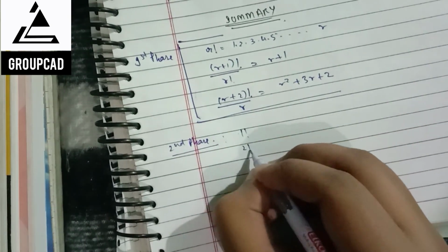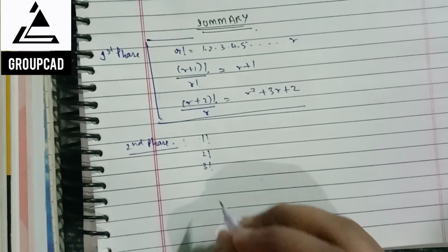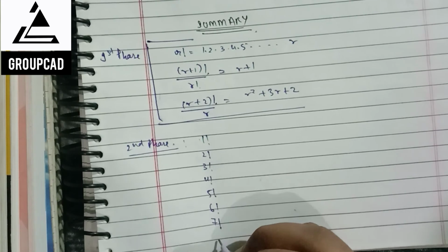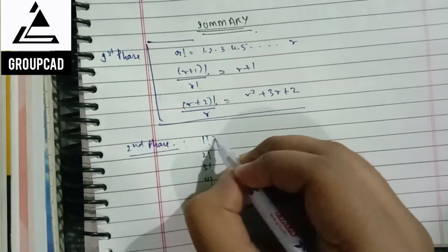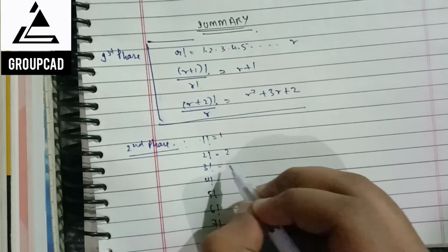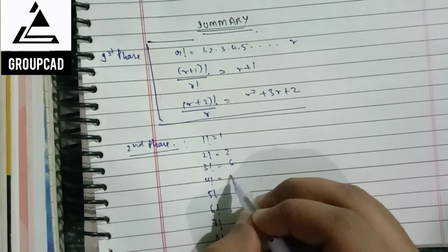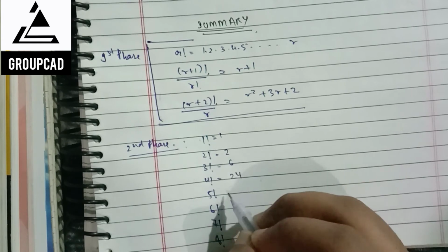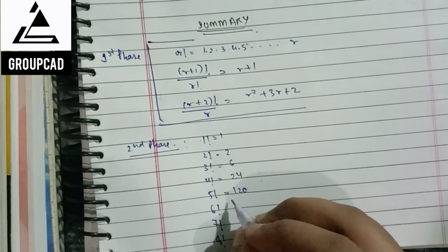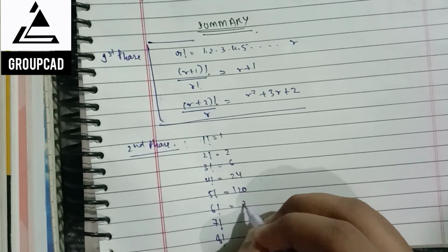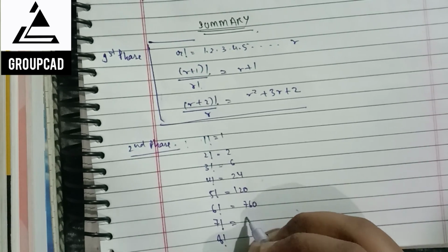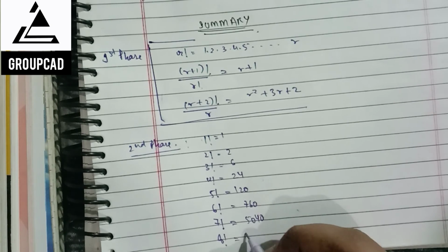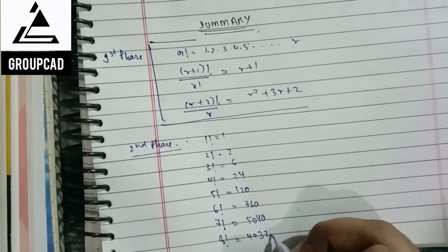1 factorial, 2 factorial, 3 factorial, 4 factorial, 5 factorial, 6 factorial, 7 factorial, 8 factorial. 1 factorial is 1, 2 factorial is 2, 3 factorial is 6, 4 factorial is 24, 5 factorial is 120, 6 factorial is 720, 7 factorial is 5040, 8 factorial is 40320.